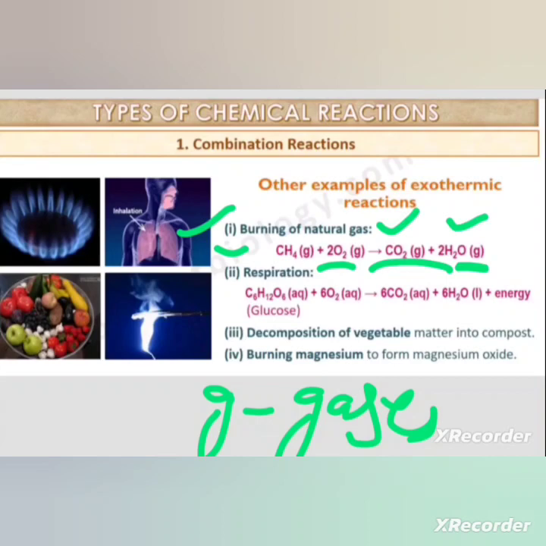Next is respiration. As we take food inside, it reacts with oxygen. Respiration is the process in which the food we take in reacts with oxygen and gets converted into simple substances and gives us energy. When food containing glucose reacts with oxygen, it forms carbon dioxide, water and energy. So there is a release of energy. This is also an example of an exothermic reaction.